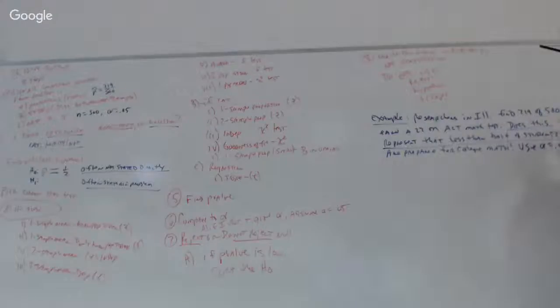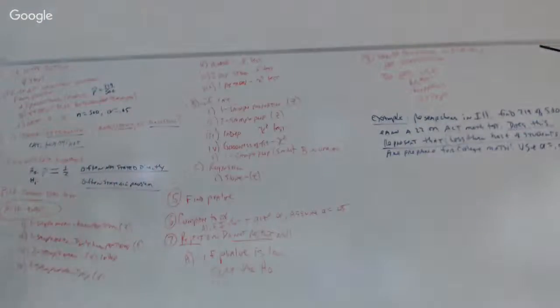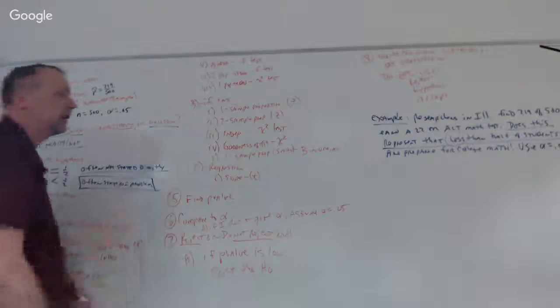Does this represent that less than half of students are prepared for college math? Less than half is what? That's your alternative hypothesis. Less than, so Josh, what should the alternative be? P less than 1/2. Okay? Because that actually is stated in the problem.